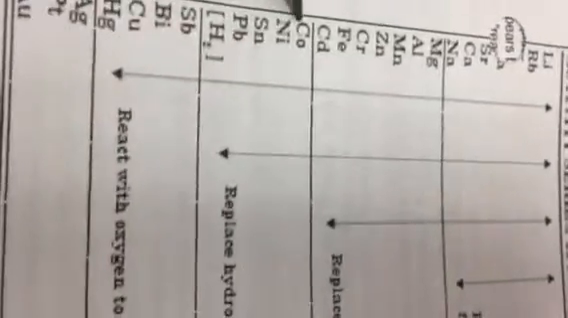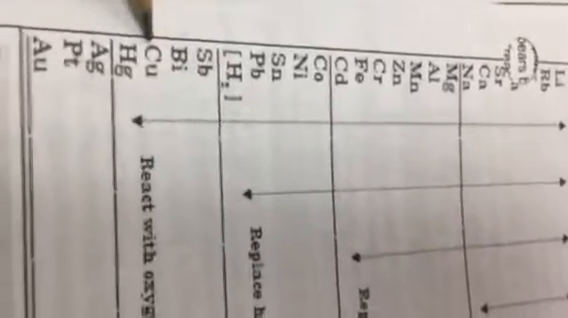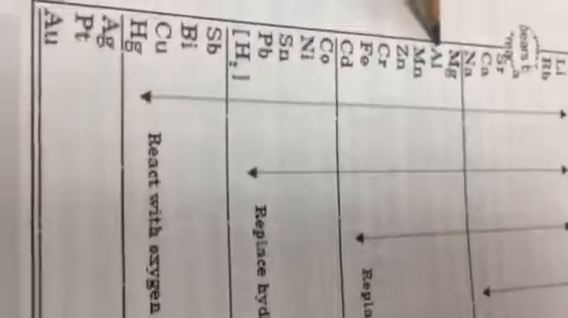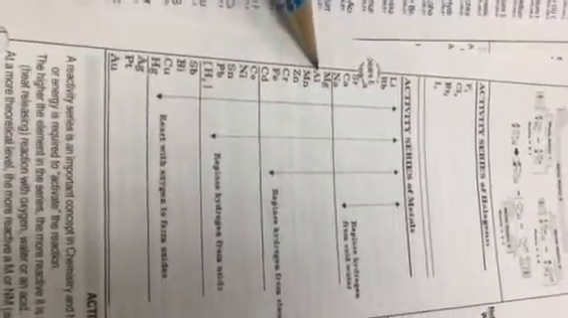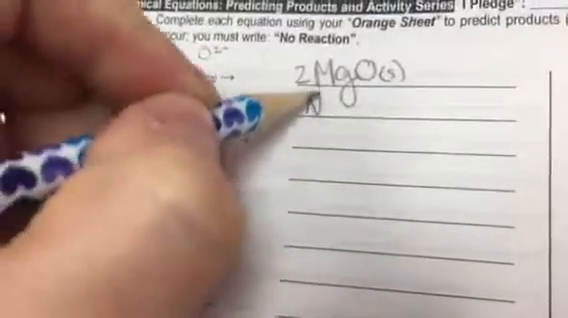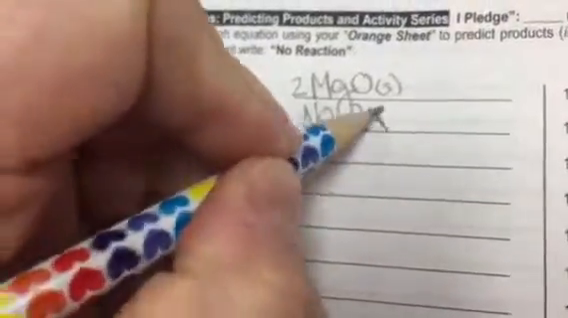So let's find copper. It's down here. Right there. And aluminum is up here by magnesium. So you can see here from the series, the higher you are on the chart, the more reactive you are. So aluminum sulfate is likely to not be replaced by copper because it's more reactive than copper. So here we put no reaction.